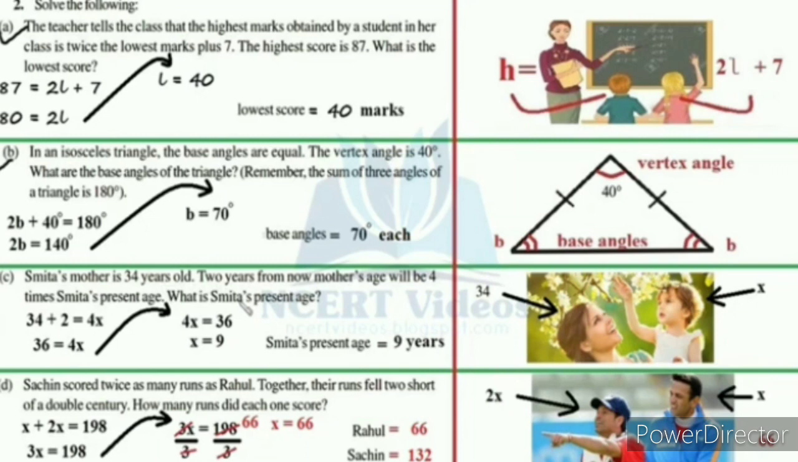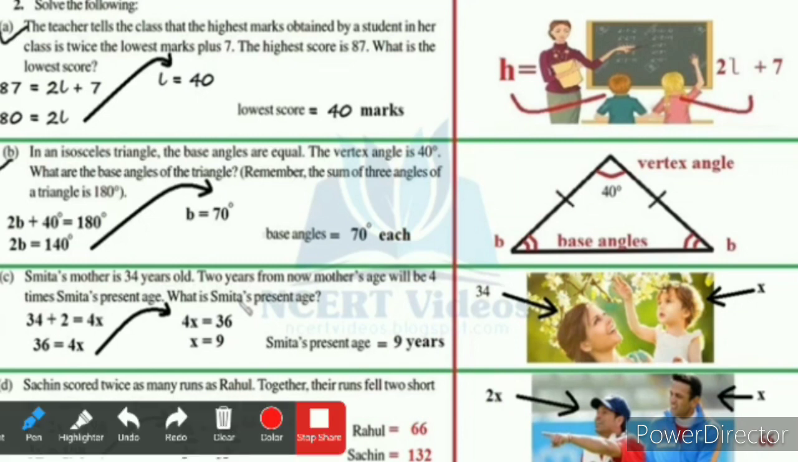Second question, in an isosceles triangle, the base angles are equal. Look at the figure. It is a triangle. Base angles are equal, so they are unknown. We should take them as x. The vertex angle is 40. What are the base angles of the triangle? That is the question.